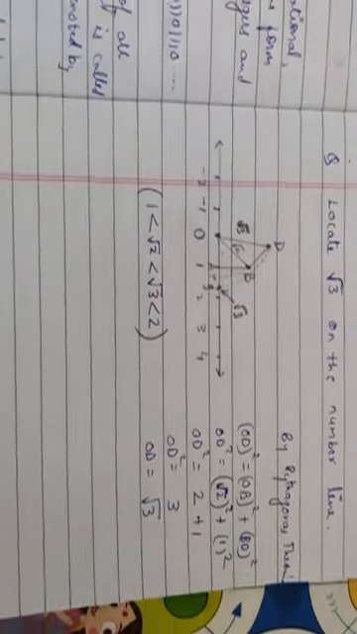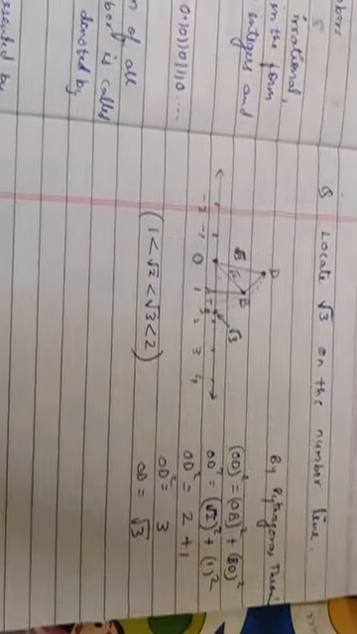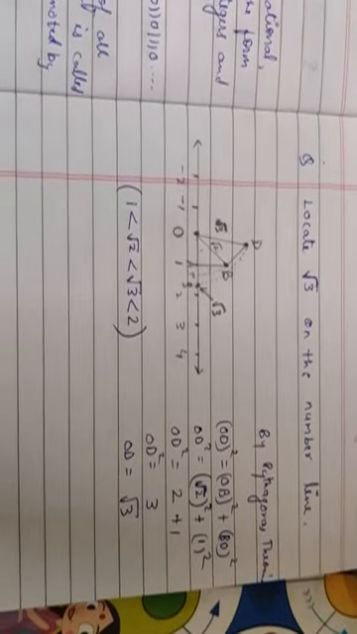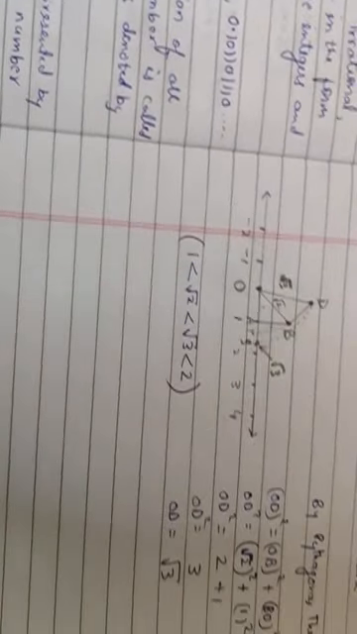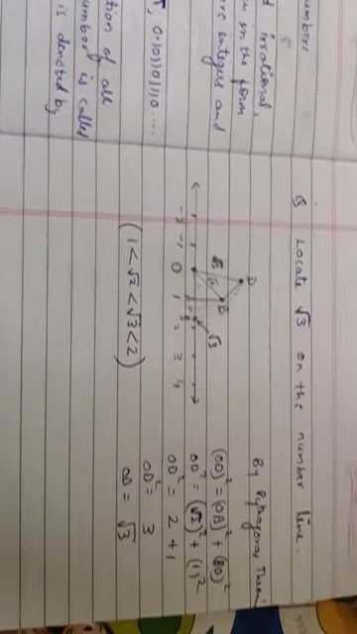In the same way we can represent many numbers on the number line. All the rational numbers on the number line we can, but this time we are dealing with root values: root 2, root 3, root 5, whatever.